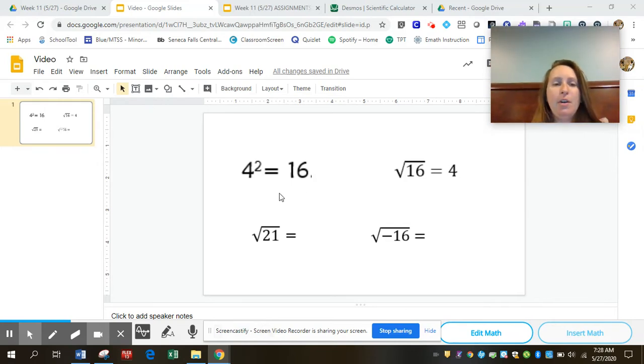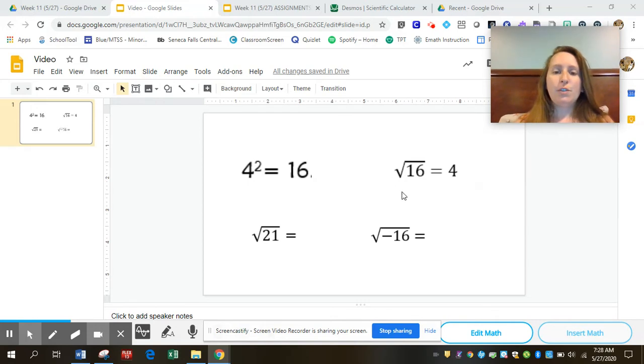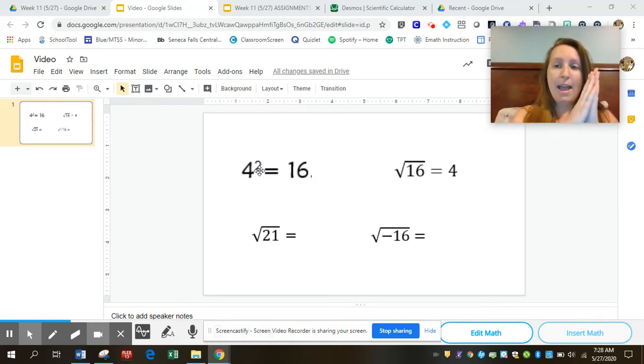So for example, 4 squared is equal to 16, but the square root of 16 is equal to 4. This symbol right here means square root of, which again is the opposite of squaring a number. When we square a number, we're multiplying that number by itself. When we square root a number, we're trying to figure out what number times itself is equal to the number underneath this radical sign.